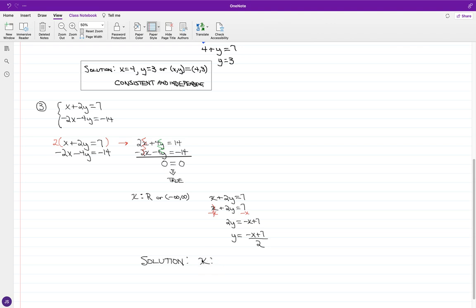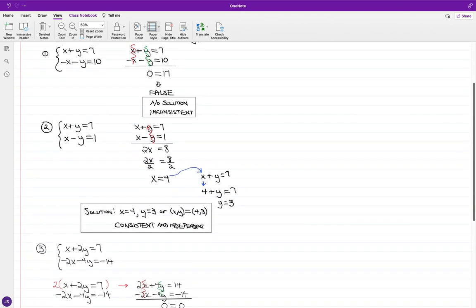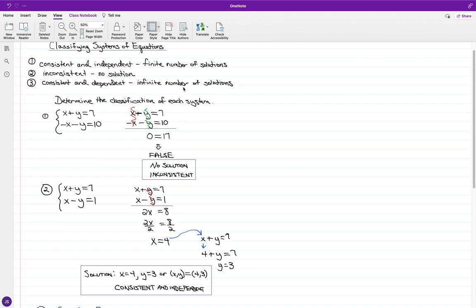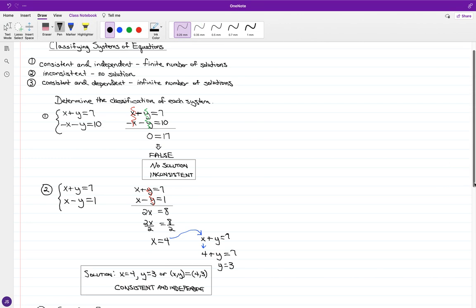You have for x the set of all real numbers. And if it were my choosing, I would say that for y it is the set of all real numbers. But in the case of Alex, it wants y to be expressed in terms of x. We have that y is equal to negative x plus 7 all over 2, and you have that running throughout the whole real number system. And so for the type of system that we have, we have an infinite number of solutions, and this system is going to be consistent and dependent.